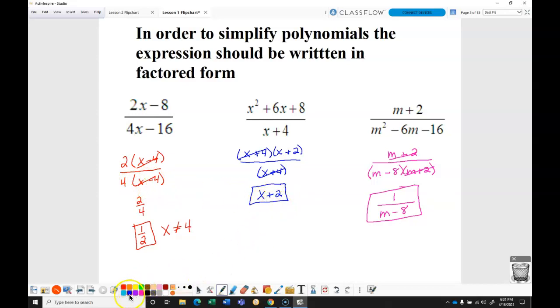With the second one, my original denominator is x plus 4. In factored form, it's x plus 4. So I'm being told that x cannot equal negative 4. If I had substituted negative 4 into all these x's, I would end up with 0 in the denominator, which would make it undefined. And for the last one, I actually have two factors in the denominator. So x cannot equal a positive 8 or a negative 2. I can't have either one of those. If I substituted those into the expressions, they would make my denominator equal to 0, which would make it undefined. Okay?